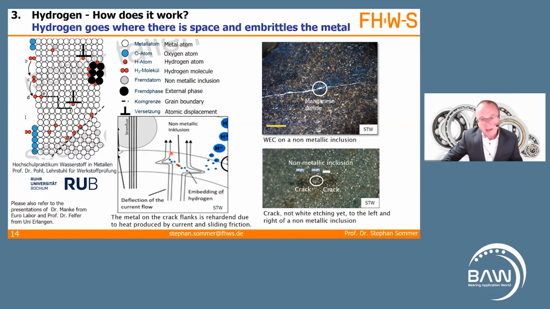When etching the crack now with nital acid, the harder material on the crack flanks does not color as much as the softer material around. So the white etching cracks are not white etching. That's a little bit of a wrong explanation. They don't etch at all. So the surrounding material etches, and due to the hardness, the crack flanks don't etch at all. They stay white.